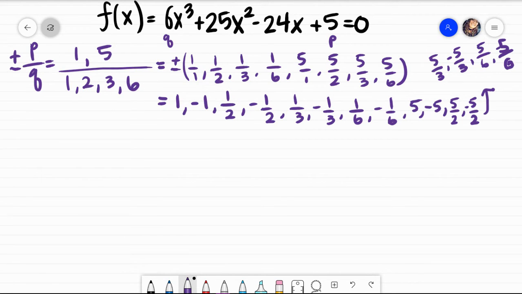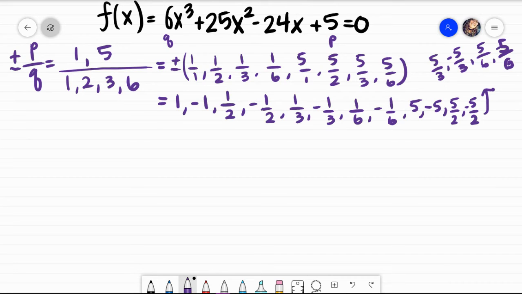I'm pretty sure I said it in the previous video, there's an actual rule that we could use. It's called Descartes' rule of signs. We're going to learn that later. For now, this is the process we have that will act as a shortcut.